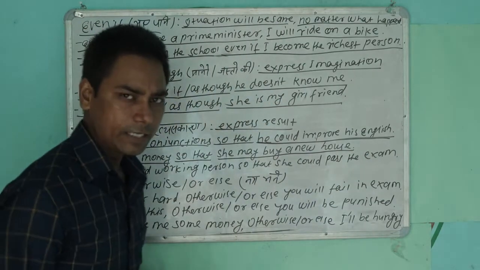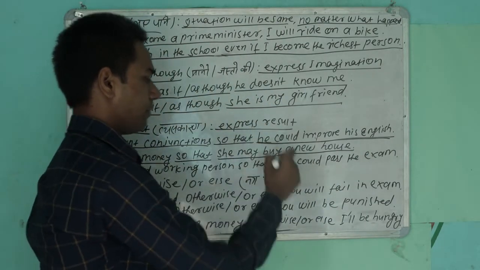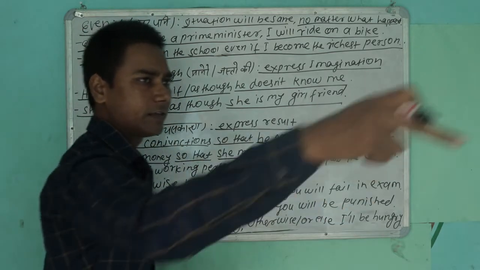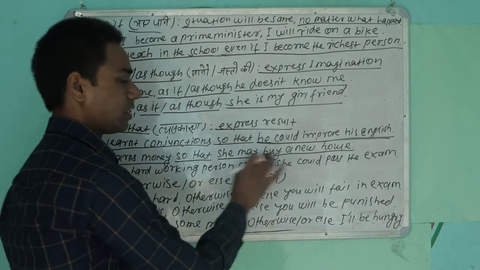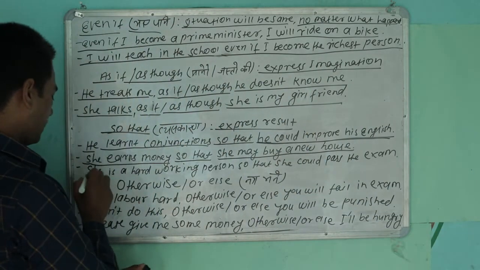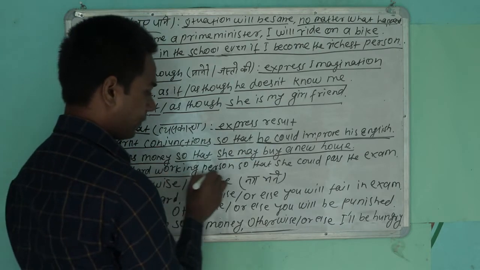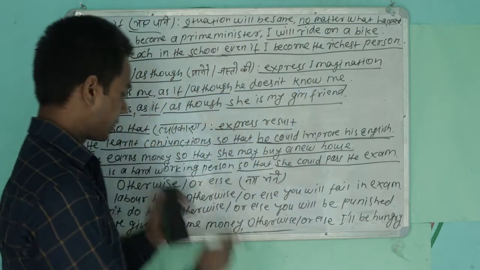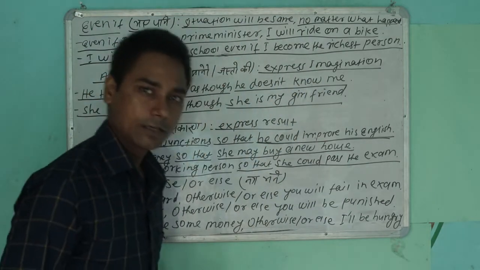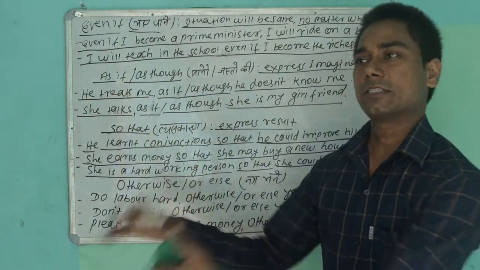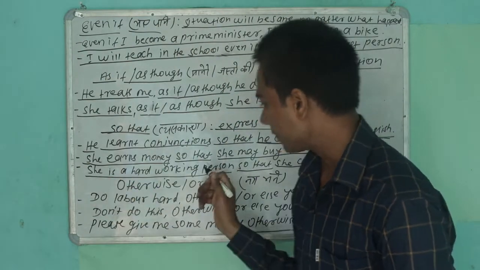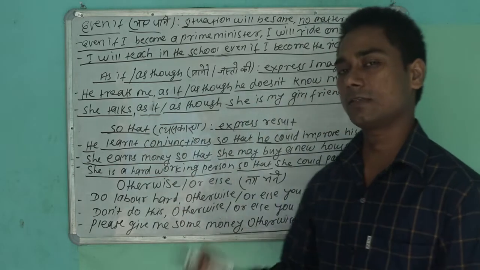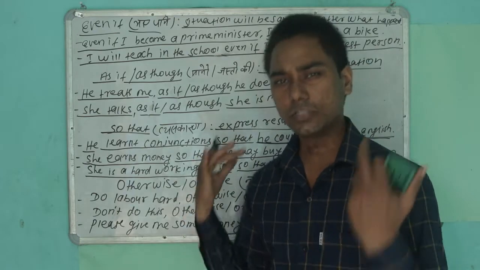Next, she earns money so that she may buy a new house. Look, she earns money. What is the result? She may buy a new house. Earning money and purchasing a new house. This is the result. Next, she is a hard-working person so that she could pass the exam. Look here. She is a hard-working person so that she could pass the exam. What is the result? She could pass the exam. So that always shows or expresses result.